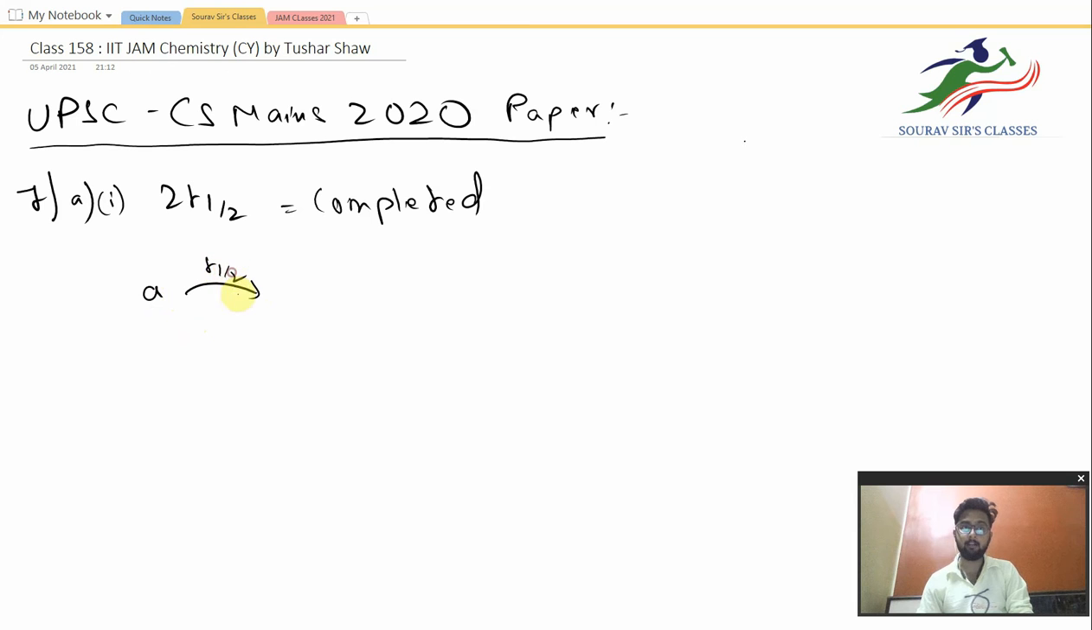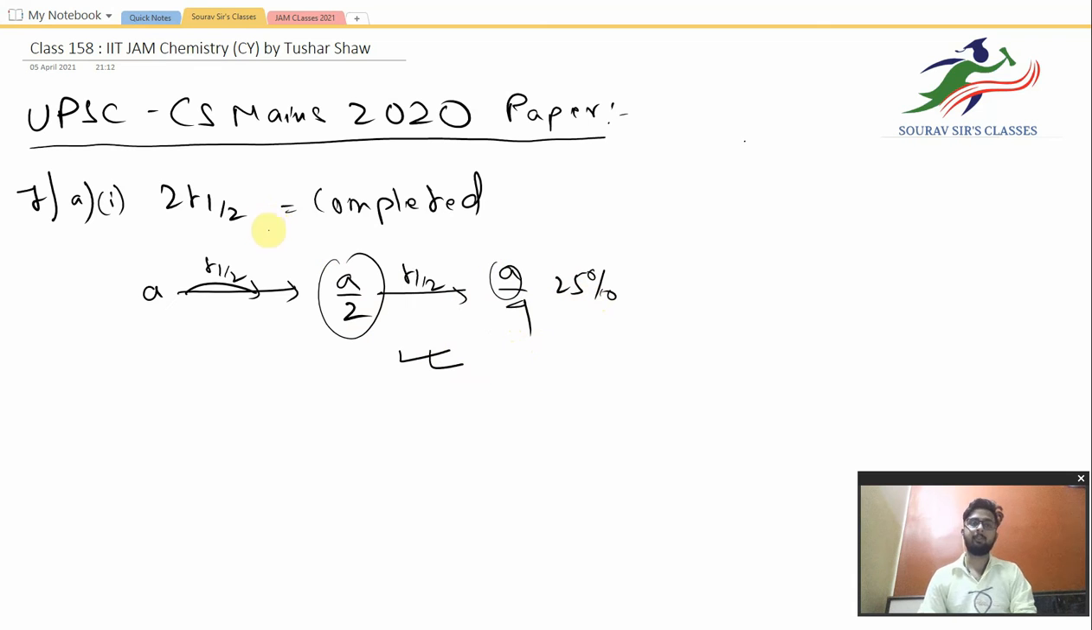Let us take for example, if the initial concentration is A, then after one half-lifetime, T half, the reaction will be reduced to half of its amount, that is A by 2. And now this A by 2 in another half-lifetime, T half, would be reduced to half of A by 2, which is equal to A by 4. That is 25% of the initial concentration. Be it any kind of reaction, this is the exact mechanism it follows. That is why we denote it as T half, the half-lifetime, that is the time required to complete half of the reaction.